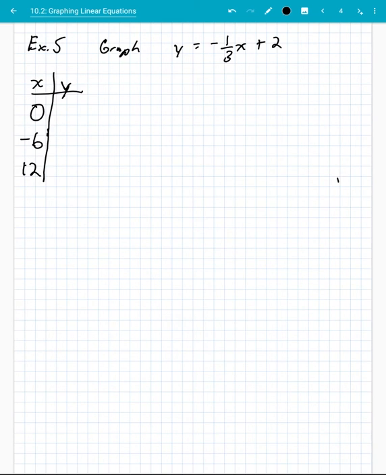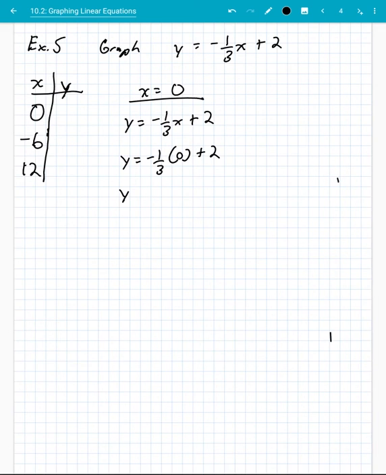Let's demonstrate. So let x equal 0 for the first one. Y equals -1/3 x plus 2. Y equals -1/3 times 0 plus 2. Anything times 0 makes 0, so we're just left with 2. 0, comma 2.